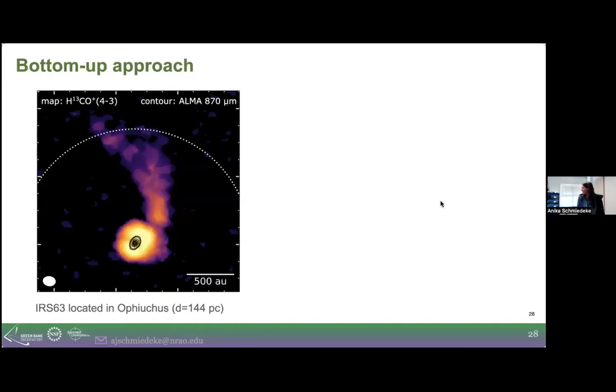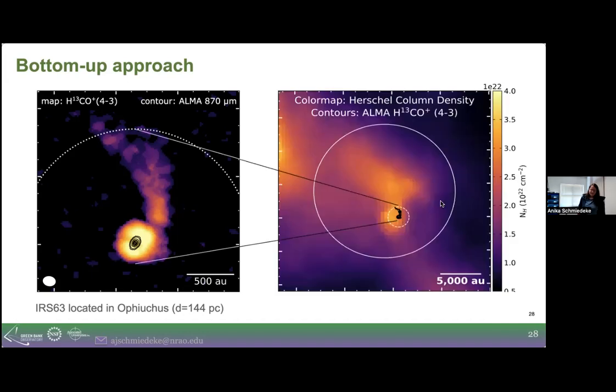So bottom-up is an example. We have talked about IRAS 63, or I have talked about IRAS 63 at the beginning. This was the H13CO+ map. If you connect that to the Herschel column density map and see where it lines up in there, I mean, this is a lot lower resolution in Herschel, but potentially this might connect to a larger gas reservoir that is located in the north of that disk.